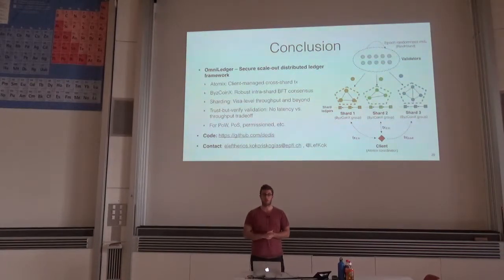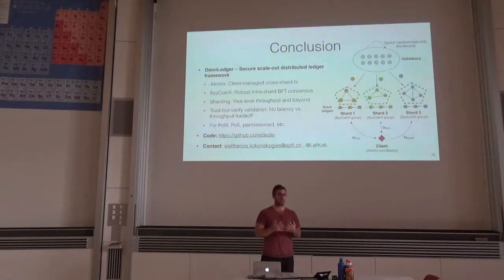We get throughput to Visa levels and beyond. And it can actually be deployed in a proof-of-work setting, in a proof-of-stake setting, in a permissioned setting. It's actually orthogonal. Parts of the code are already online.